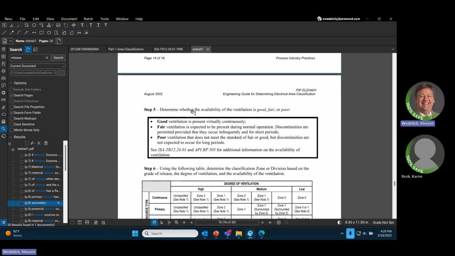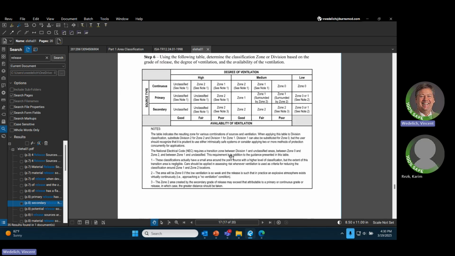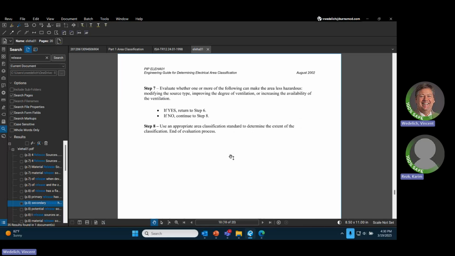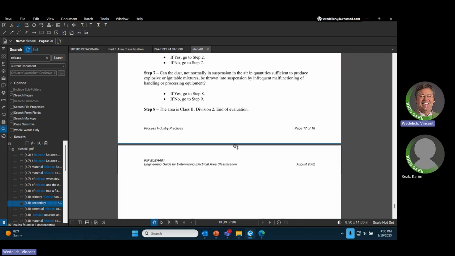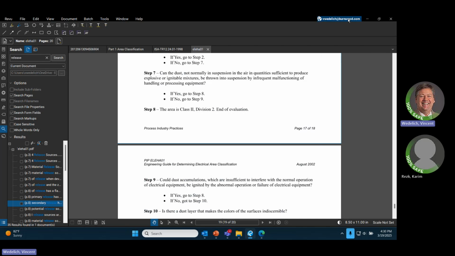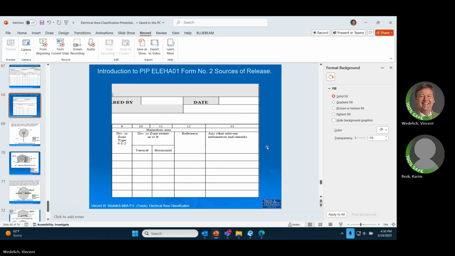Is it the availability, good, fair, or poor? How long is it going to be there? So that's the kind of things that this helps you define. It's trying to define this gas and the way it's being used. So then you come up with a Div 1 or 0, whatever. This is just describing how that material is out there.